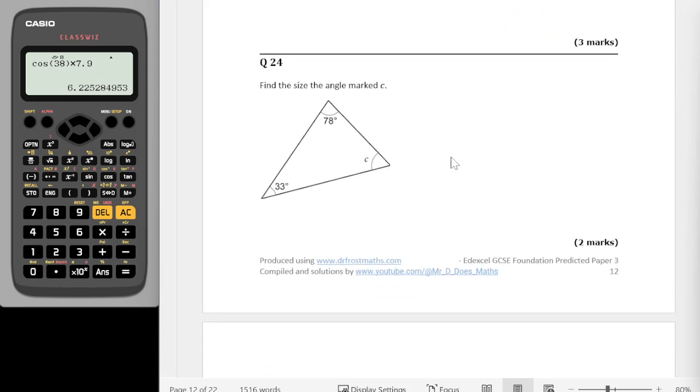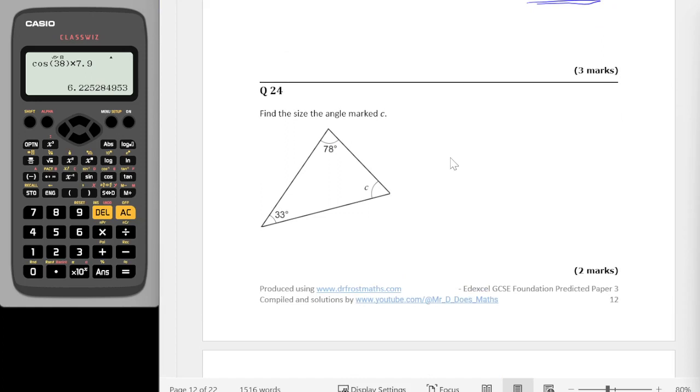Okay, question 24. Find the size of the angle marked with C. So for this question, we're using angles in a triangle need to add up to 180. So C is going to be equal to 180 minus the 2 angles. So minus 78 minus 33. So that's going to be 180 minus 78 minus 33. So check 78, 33. So we're looking at 69 there. So 69 degrees.